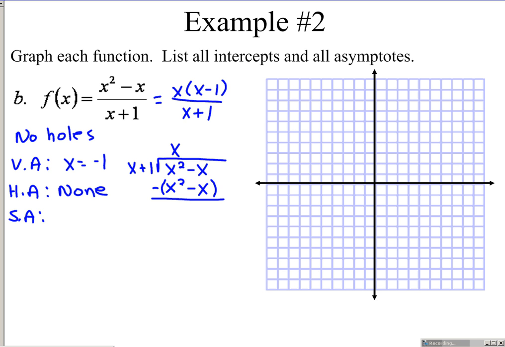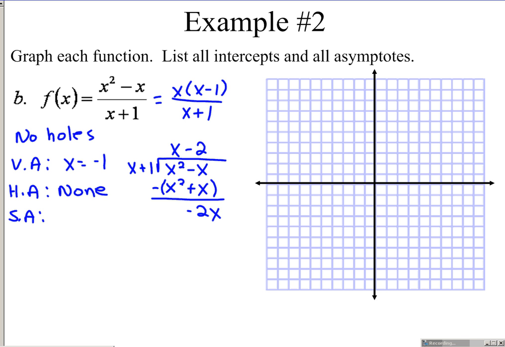We are left with, I'm sorry, this should be plus here. X squared minus x squared is gone. Negative x minus x is negative 2x. Continue the long division. What times x equals negative 2x?